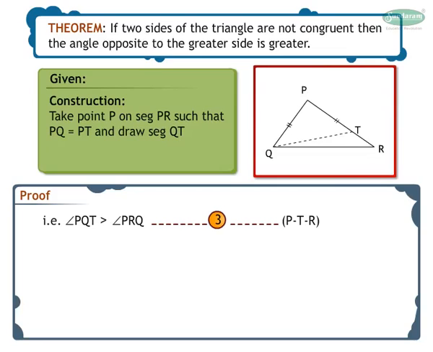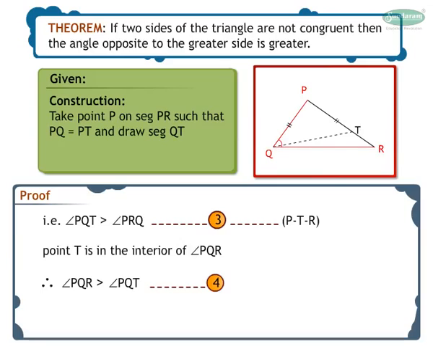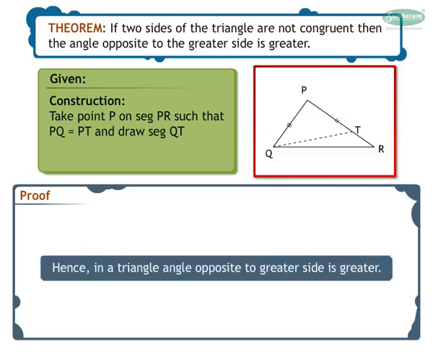Let us mark it as statement 3. Now, point T is in the interior of angle PQR. Therefore, angle PQR is greater than angle PQT. Let us mark it as statement 4. Therefore, from statements 3 and 4, we can say that angle PQR is greater than angle PRQ. Hence, in a triangle, angle opposite to greater side is greater.